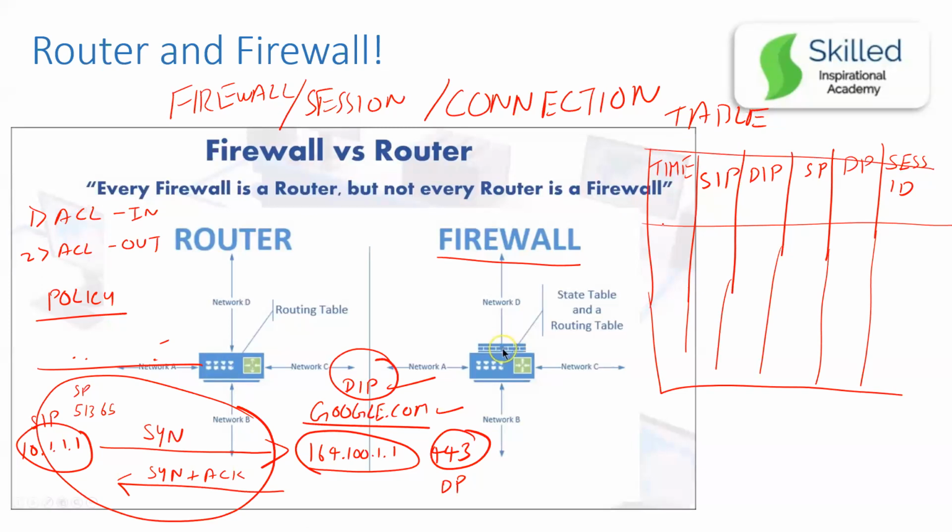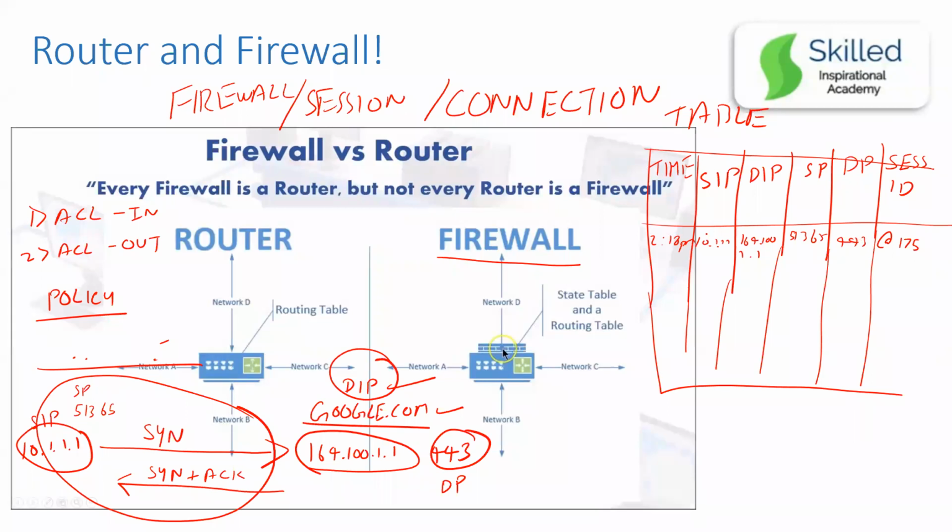Okay, now timestamp, let's say for example, what is the time right now? Let's say this is 2:18 p.m. Source IP is 10.1.1.1. Destination IP is 164.100.1.1. Okay, source port 51365, destination port 443, and session ID, let's say for example, 175. It's basically an alphanumerical number which is in the session table of the firewall.